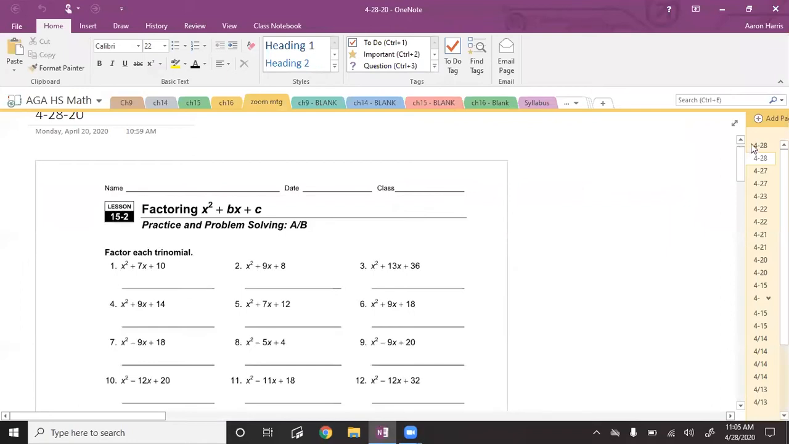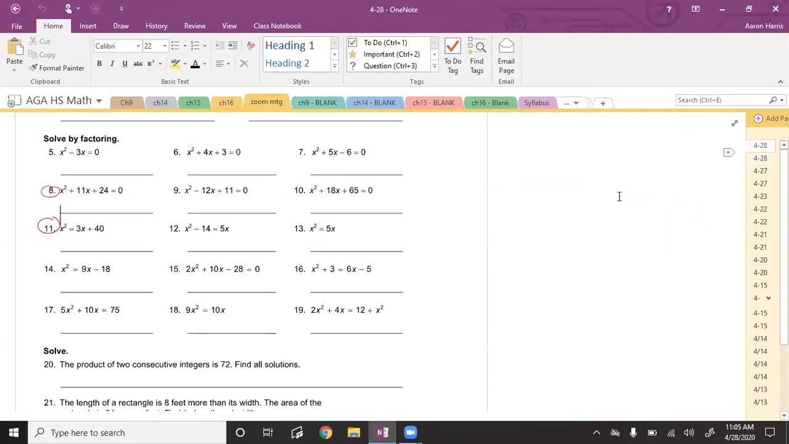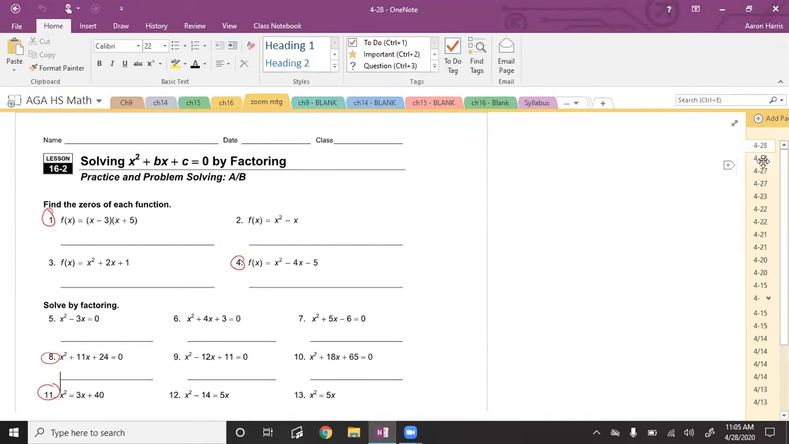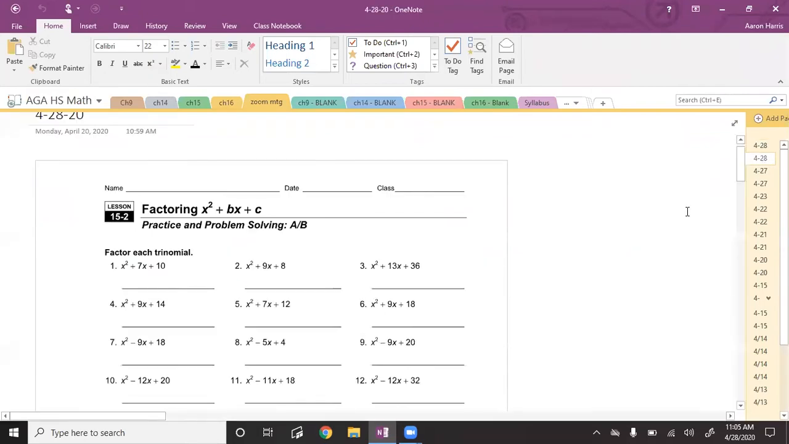All right, there's 15.2. We'll do that one first, and then we'll do 16.2. All right. Go.